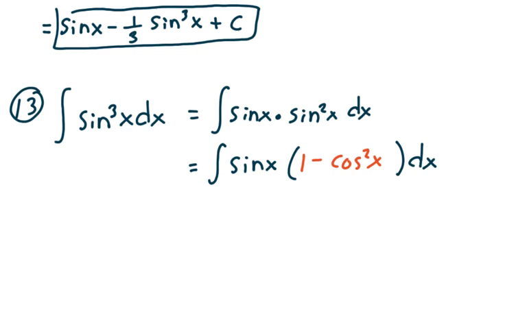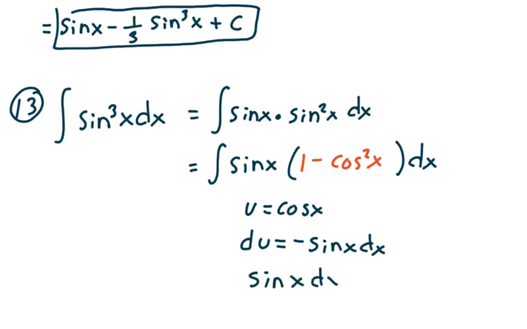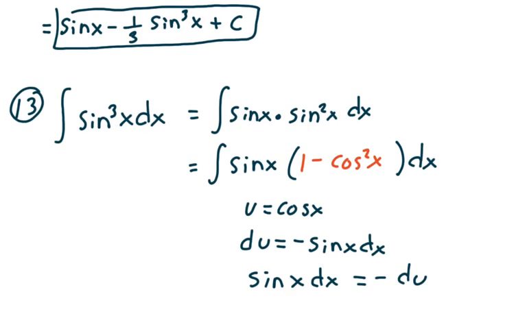And I just happen to know that the derivative of cosine x is negative sine x. So it's just offset by a negative, which is totally fine. So I'm going to let u equal cosine x. My du is negative sine x dx. So sine x dx is negative du. So this is negative the integral of 1 minus u squared du.